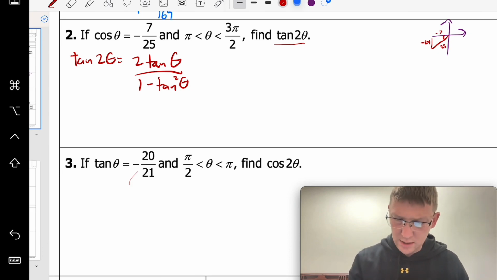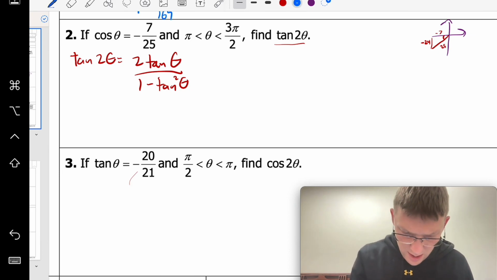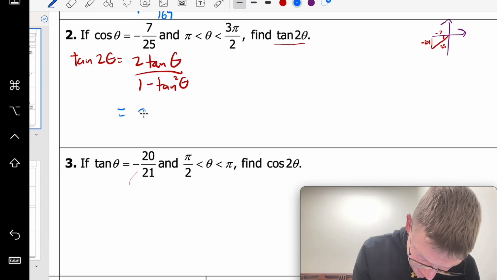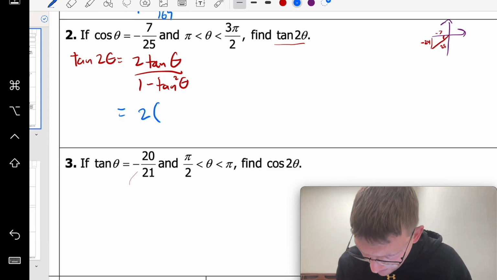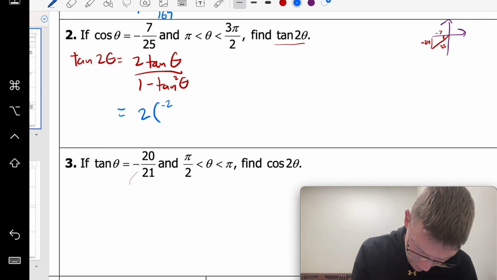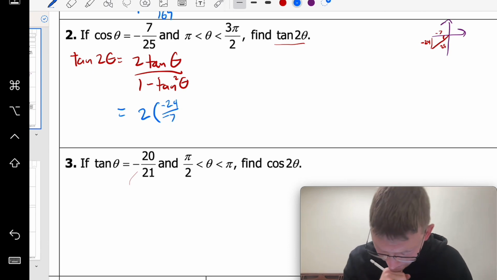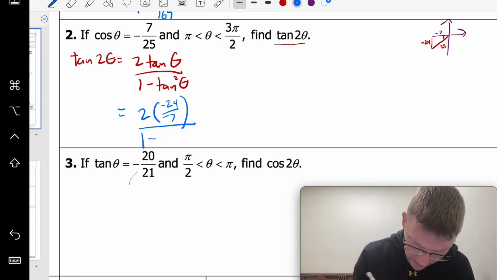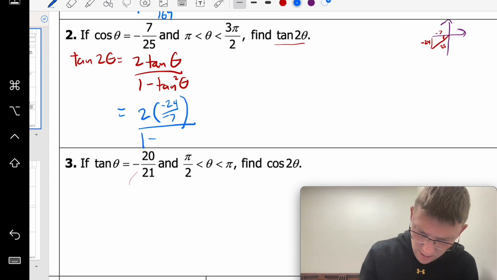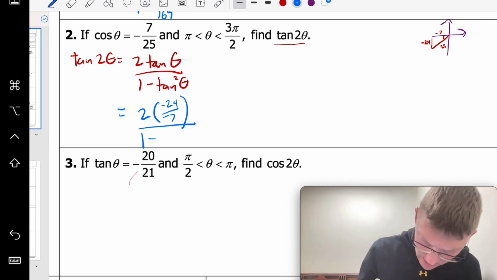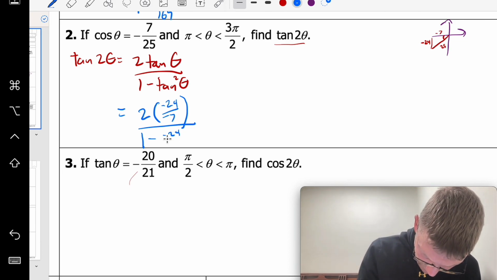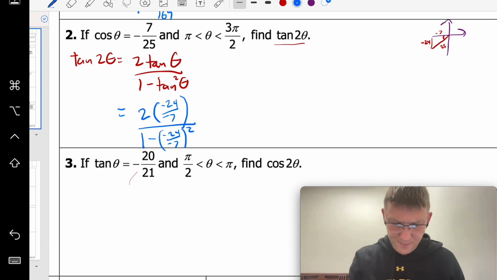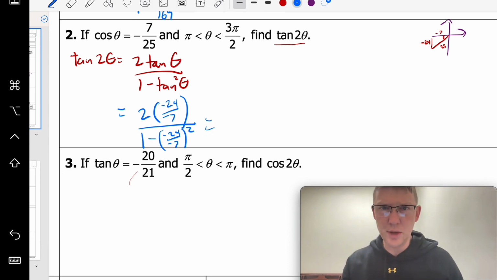So let's jump into that. In blue, we're just going to put in the things that we know. 2 times tangent of theta is going to be opposite over adjacent. That's going to be -24 over -7. Those negatives will cancel out. Over 1 minus tangent of theta squared, which is again going to be -24 over -7, and we're going to square that. So from here, we're just going to do some calculator work.